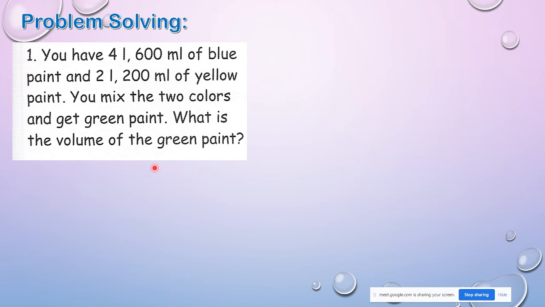All right, turn off your microphone first. Everyone turn off. Okay, for example, you have two colors of paints. You have blue and yellow. Blue is equal to 4 liters, 600 milliliters. And then you have 2 liters, 200 milliliters of yellow paint. Now you want to have a green paint. Now in order to get green, we mix blue and yellow, right? Now, if you use all of your paint and you mix them all together, how much green paint will you have? It means what is the volume of the green paint?